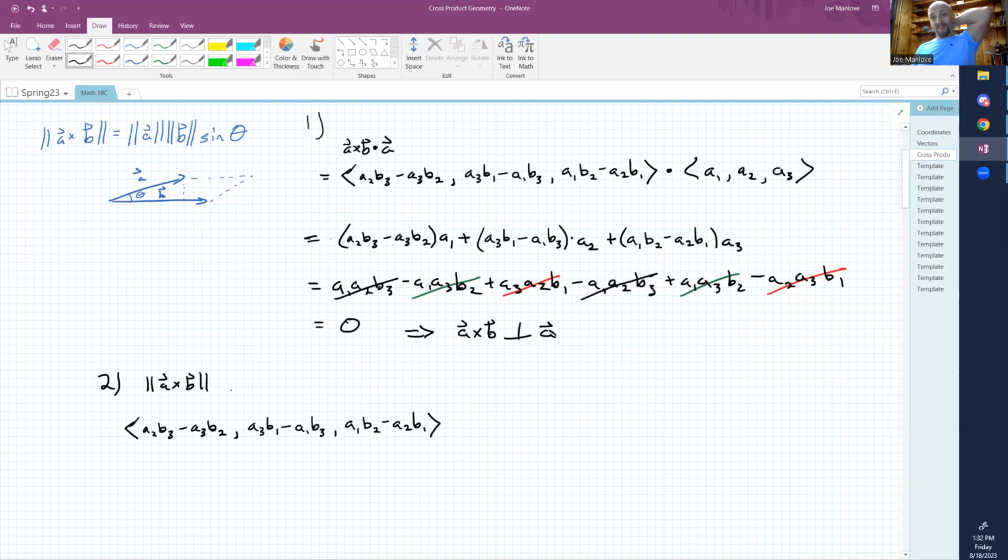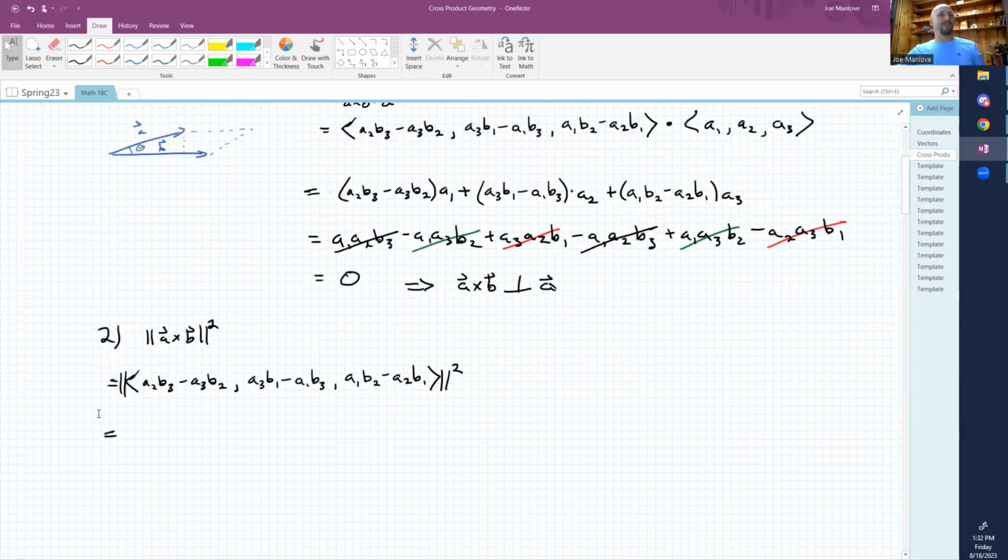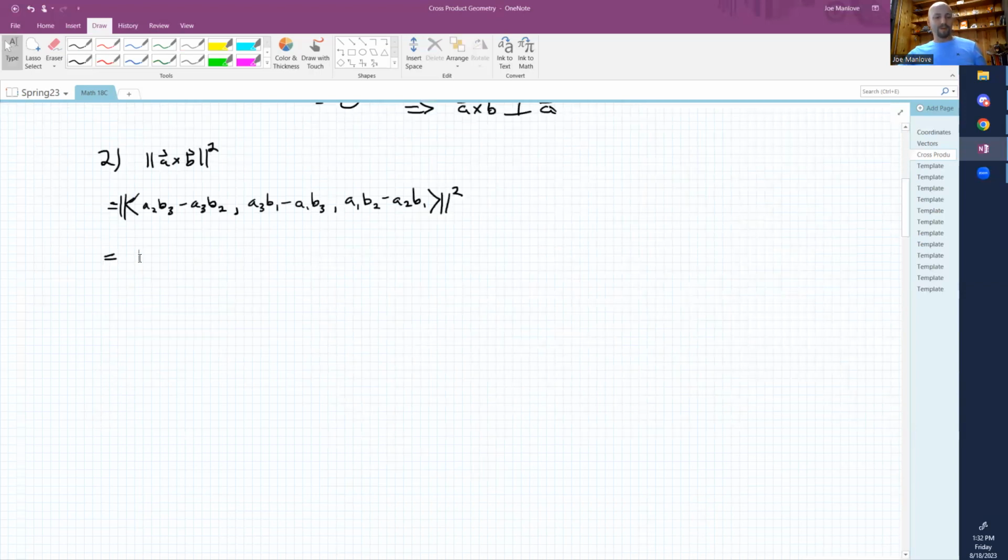And word to the wise, it's always easier to work with magnitude squared if you can. So I'm going to start with the magnitude of A cross B squared. And that's going to be the magnitude of this vector squared. And that's going to be equal to, and here's why I'm happy to be doing this on OneNote and not on the whiteboard, I just need to take all the components of this thing, square them, and add them together, right?